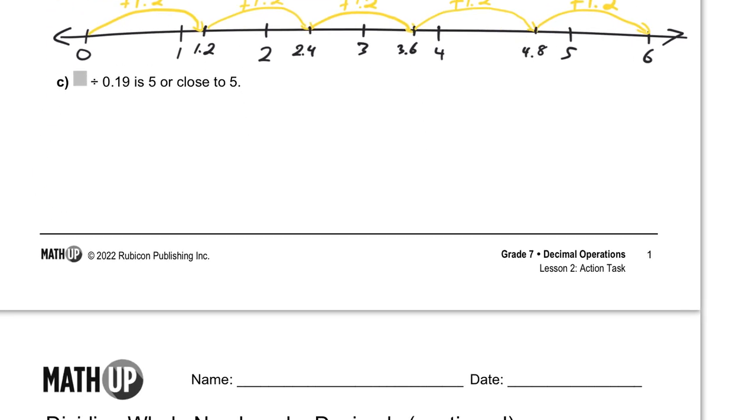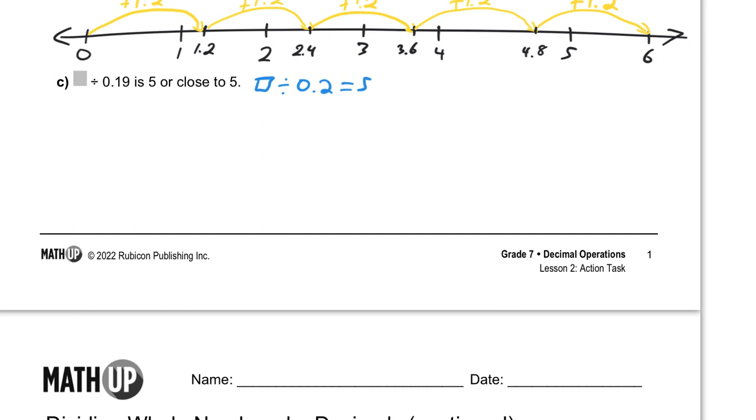Next we have something divided by 0.19 is 5 or close to 5. Well, this is one that I'm going to cheat a little bit on, not really cheating, because we just need to get it close to 5. And I know that 0.19 is very close to 0.2, which is an easier number to work with. So let's do that and change it to that. Something divided by 0.2 is going to be 5.